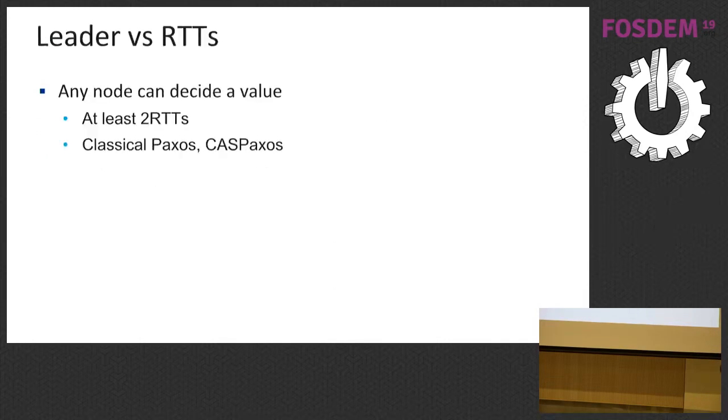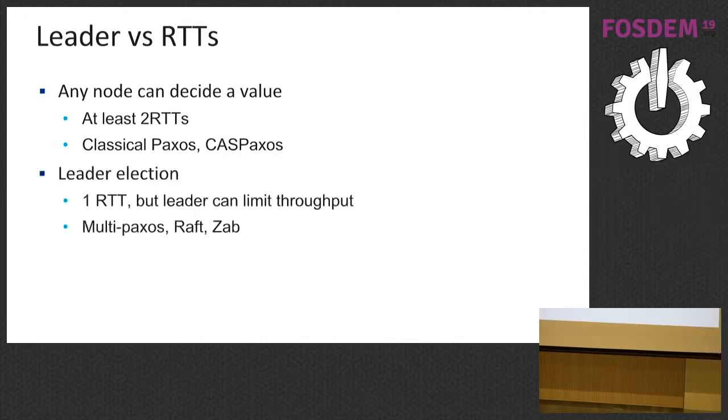And an important trade-off is whether there's a strong leader or whether any replica can decide a value. If the latter, then we require at least 2 round trips to decide on a value. This is classical Paxos or the new algorithm CASPaxos. Cassandra does something similar, but they require 4 round trips. The other approach is to have a strong leader. So we go through a process called leader election, select one of the replicas to be in charge, and then we can commit values with 1 round-trip communication between the leader and the followers. This is what multi-Paxos, Raft, and Zab all do.